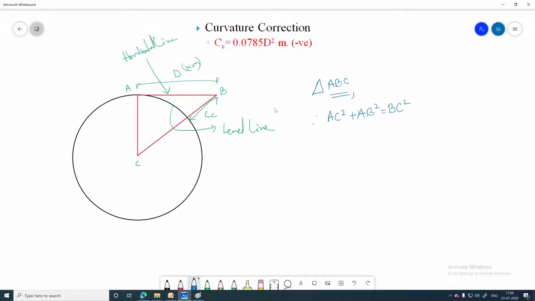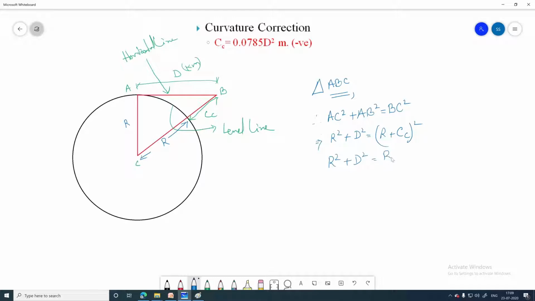Now what is AB? AB is D, and what is AC? Look, this is actually the radius of the earth, and this is R, right? Up to this portion, this is R. So in place of AC, we can write R, and in place of AB, we can write D. So let's write that R square plus D square is equals to BC, means R plus CC, right? R plus curvature correction whole square. So now just solve this.